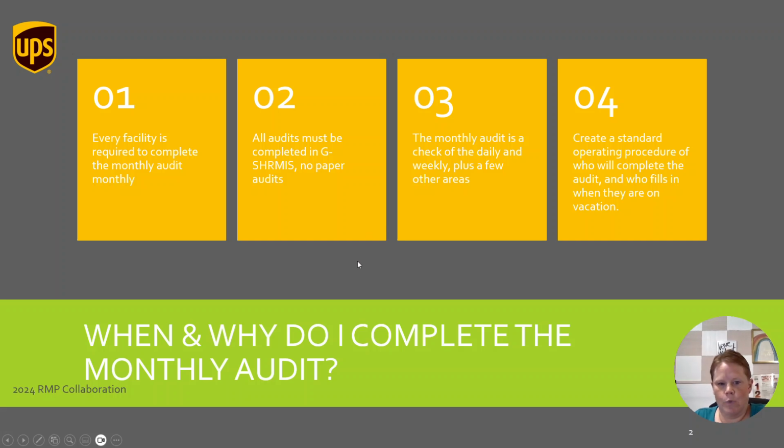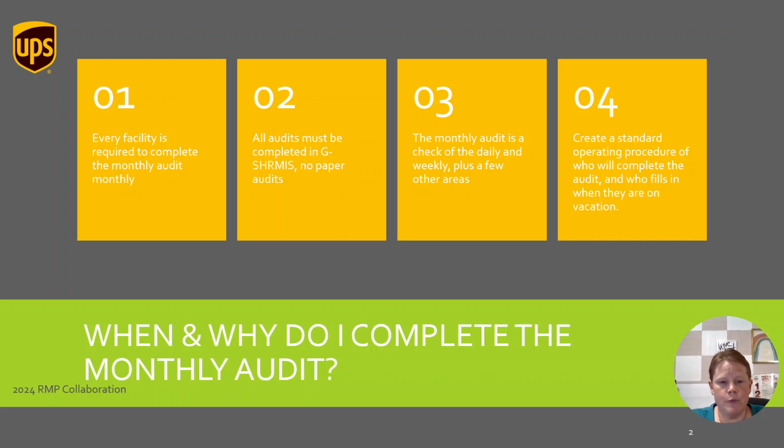Again, when and why do I complete the monthly audits? You complete it monthly, just like it says. Every facility has to complete it monthly. All of the audits need to be done in G-SHRMIS, so no paper copies of your audits. If you're still doing it on paper, please, please, please discontinue doing it on paper. You can print it on paper, do it on paper, but then it has to be entered into G-SHRMIS. No more only paper audits.